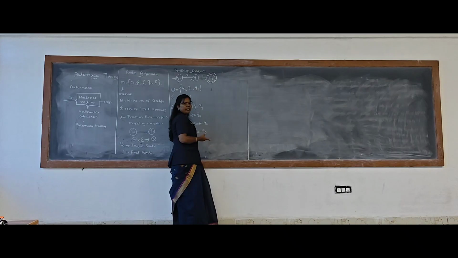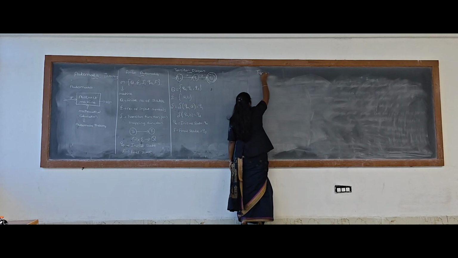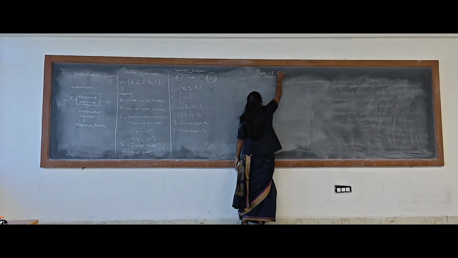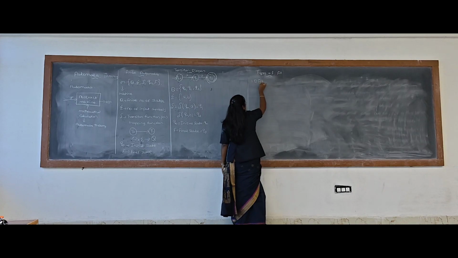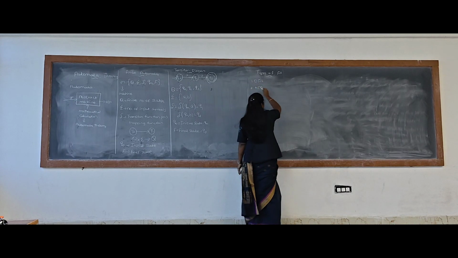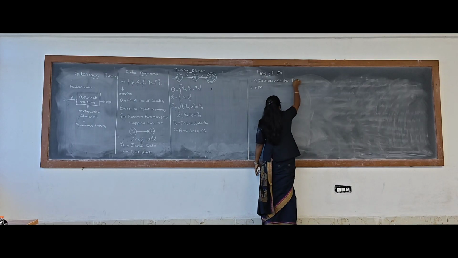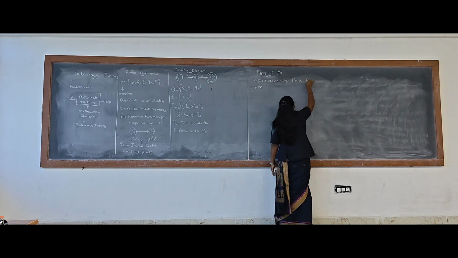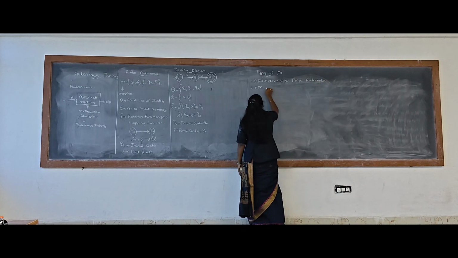Next, we will move on to the types of finite automata. Here we have two types. One is DFA and another one is NFA. DFA means deterministic finite automata, and NFA means non-deterministic finite automata.